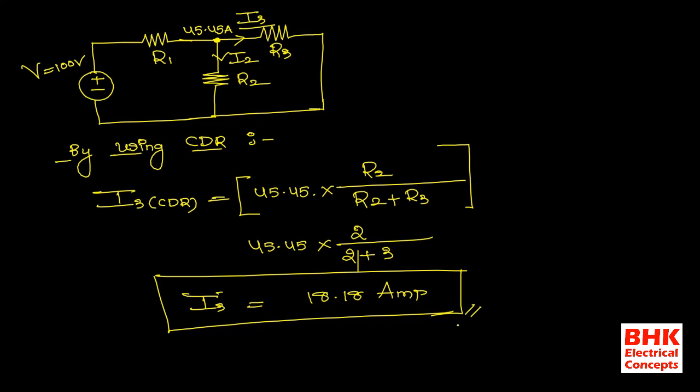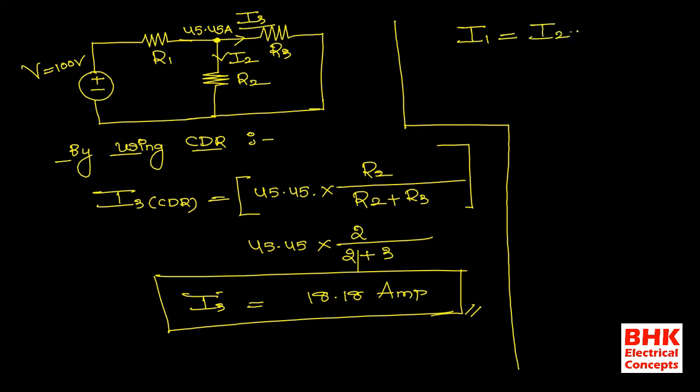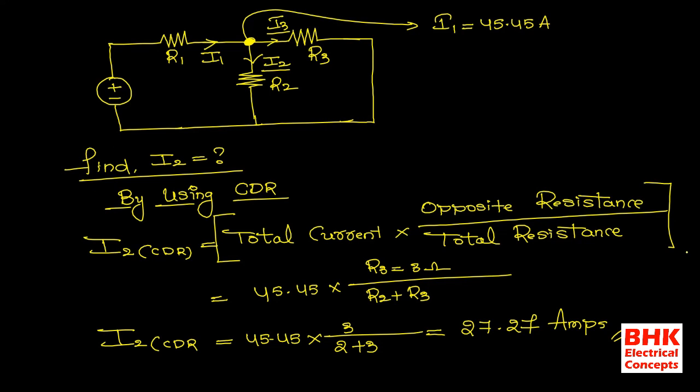Now we need to verify Kirchhoff's current law at the junction point in the original circuit. I1 is the incoming current for the junction point, equal to I2 plus I3, the outgoing currents from the junction point. Now we know I1 is 45.45 ampere. I2 we have from the previous step: I2 is equal to 27.27 amperes.